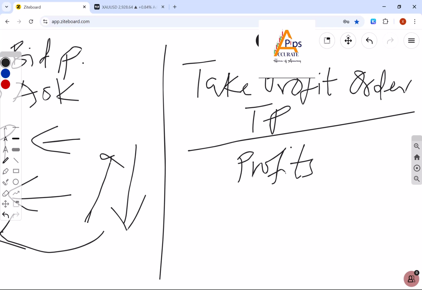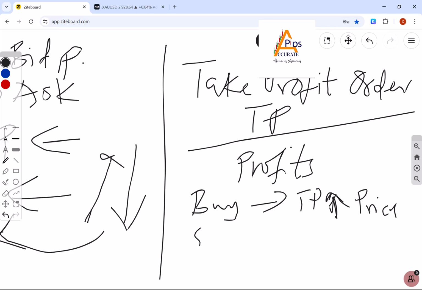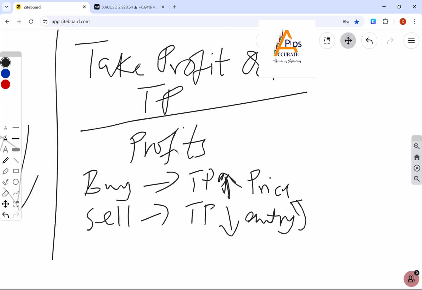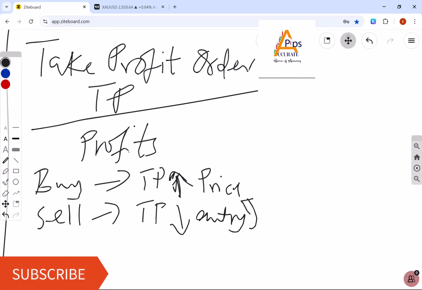So if you are buying, if you buy, your take profit is above the what? The buying price, the price at which you bought. And if you are selling, the take profit is below the what? The entry price. Okay, a take profit is below the entry price when we are selling, and it is above if we are buying. Okay.